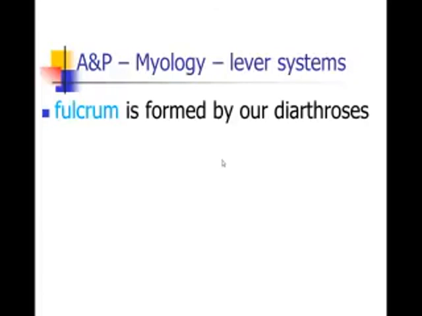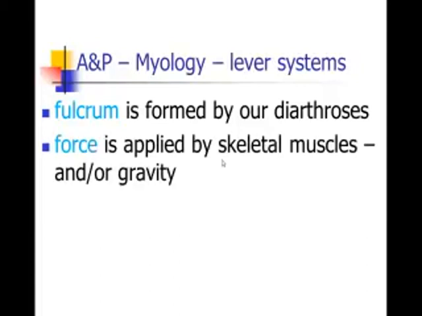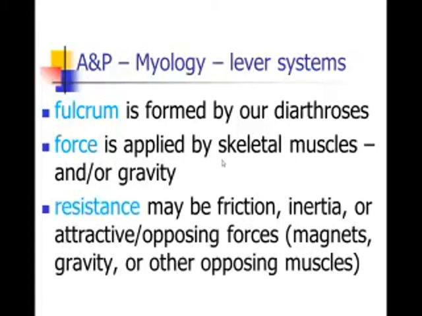So the fulcrum is formed by our diarthroses. That's what our joints do. The force is either skeletal muscles or gravity, or it could be both skeletal muscles and gravity working together. The resistance can be a lot of different things. So we could have friction. For example, if you had a rock with a rope tied around it and you were dragging it across the floor, that would be resistance.